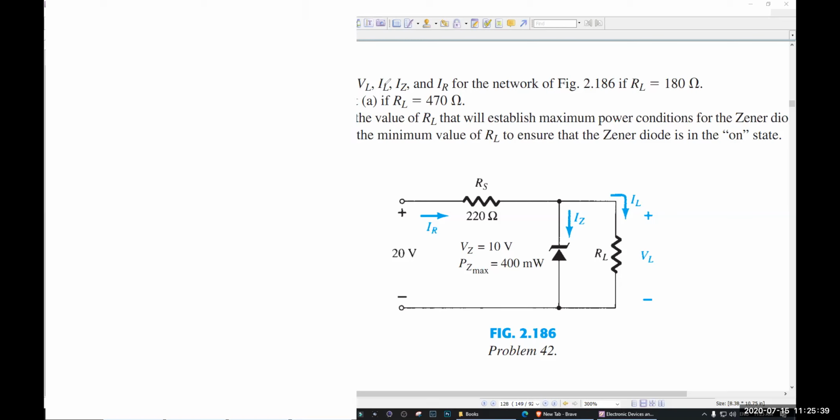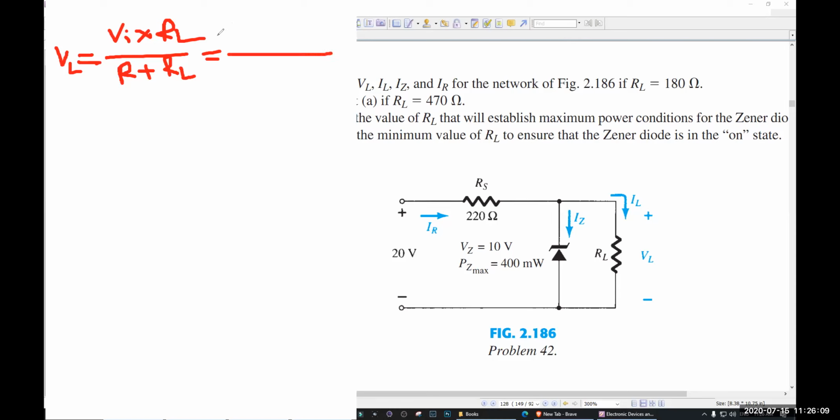First thing, we have to find VL, IL, IZ, IR for RL equal to 180. So how to find VL? The formula of VL is VI into RL divided by R plus RL. Pretty simple, right? Okay. Now put the values.